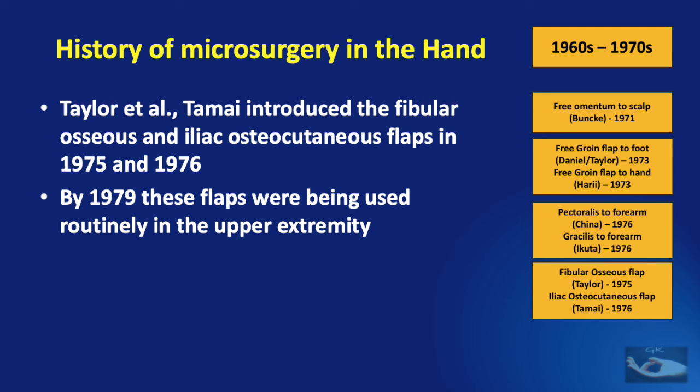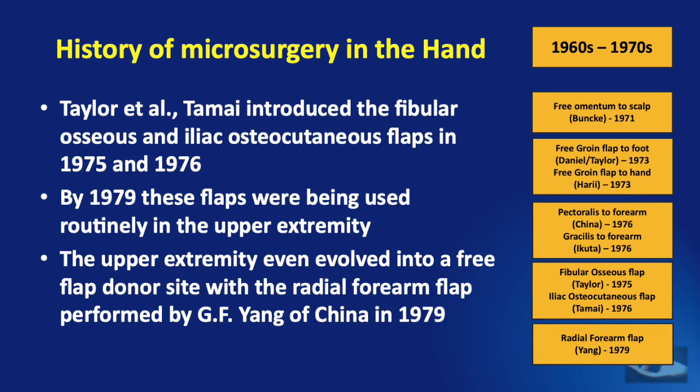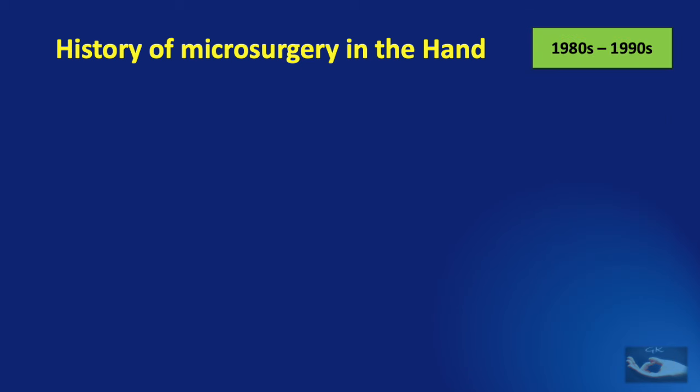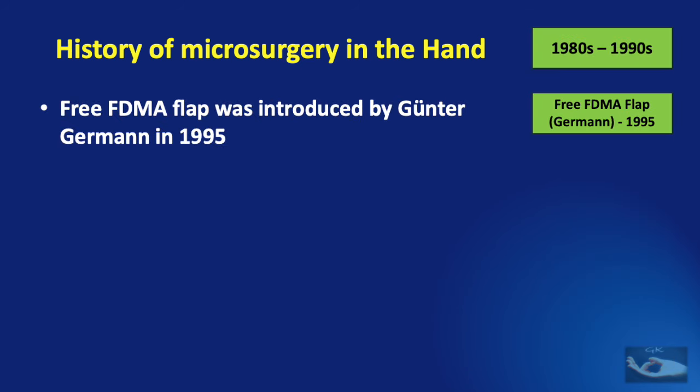Taylor et al. and Thamai introduced the fibular osteocutaneous and iliac osteocutaneous flaps in 1975 and 76 respectively. By 1979, these flaps were being used routinely in upper extremity reconstruction. The upper extremity even evolved into a free flap donor site with a radial forearm flap performed by G. F. Yang of China in 1979. By the 1980s and 90s, the free FDMA flap was introduced by Gunther German in 1995.